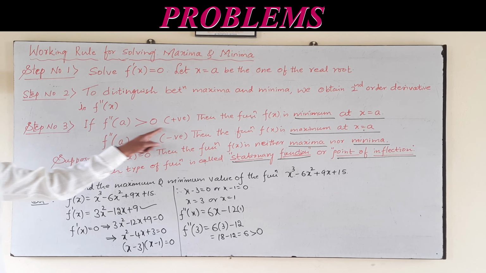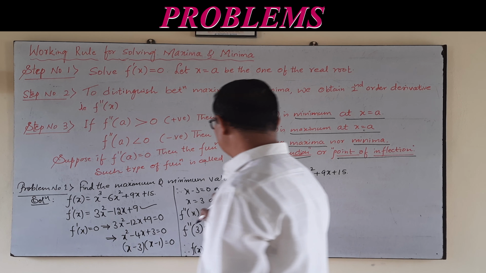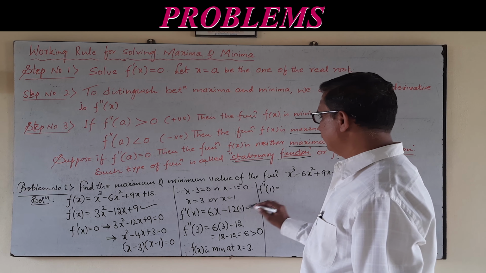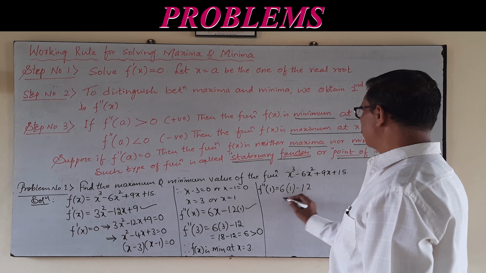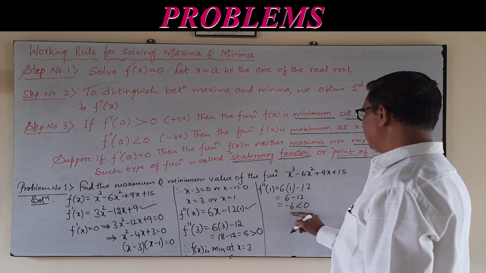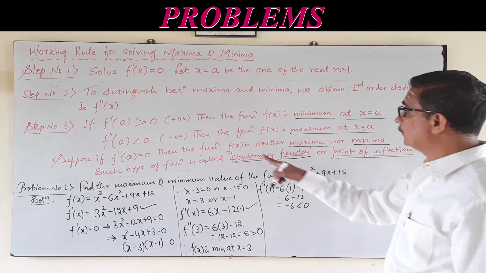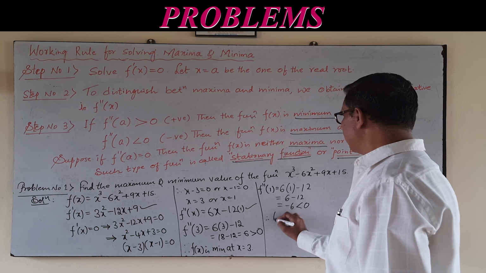Now there is another point, substitute that. f double dash x at the other root value, which is 1. Put x equal to 1 in the second order derivative. f double dash x is here. Substitute: 6 into x value 1 minus 12. 6 ones are 6 minus 12. That is minus 6, a negative value, less than 0. If it is less than 0, then the function f of x is maximum at the particular point x equal to 1.